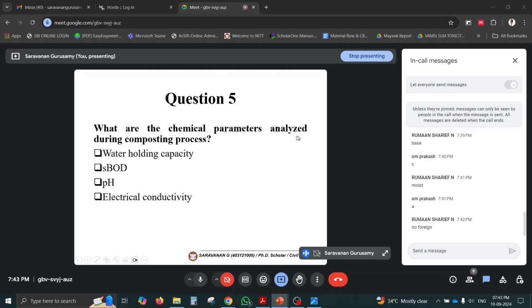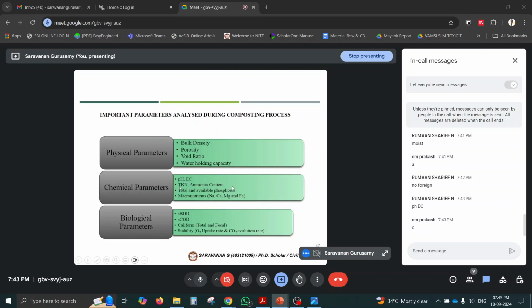What are the chemical parameters analyzed during the composting process? Water holding capacity, soil BOD, pH, electrical conductivity. They are asking about the chemical parameters. pH, EC, yeah, that's correct. SBOD is a biological parameter and water holding capacity is a physical parameter. Okay, pH and EC are chemical parameters.